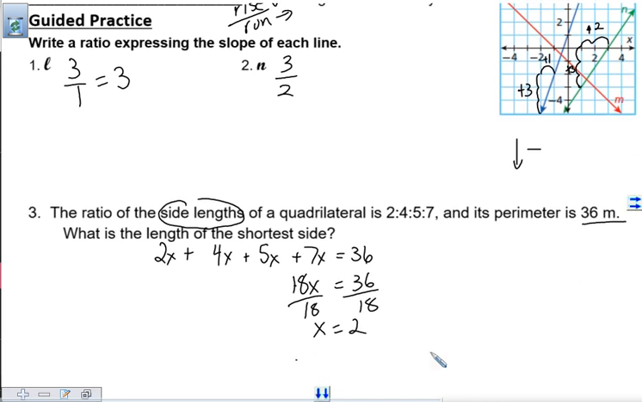And we are wanting to find the shortest side. So of these, which is the shortest one going to be? 2. So we've got to plug in 2 times our x value, which is 2. 4 meters is our shortest side.